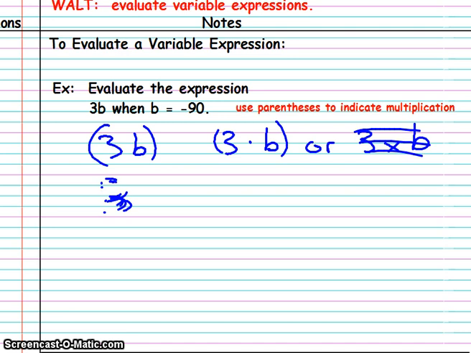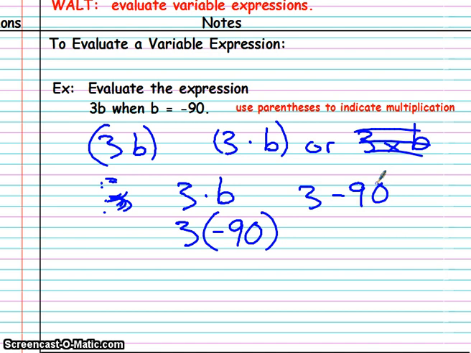So let's take a look at our example right here, where we have 3 times b, and we want to have b equals negative 90. So it's 3, and we're going to substitute negative 90 in for b. And we put parentheses around it because if we didn't, we would have 3 and negative 90, and some people might think, well, we should subtract that. But we're not subtracting it, we're going to multiply it. So if we actually multiply 3 times negative 90, 3 times 9 is 27, and we have another 0 on the end of it. And this is really going to be a positive times a negative. So our final answer there is going to be negative 270.